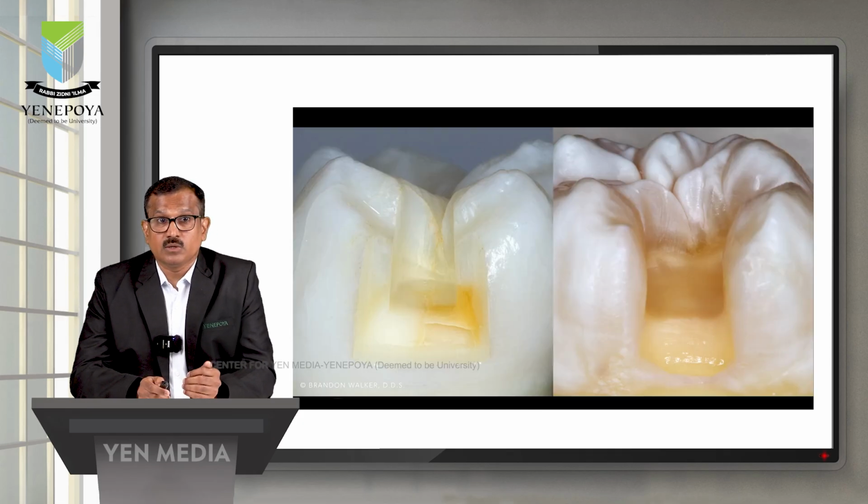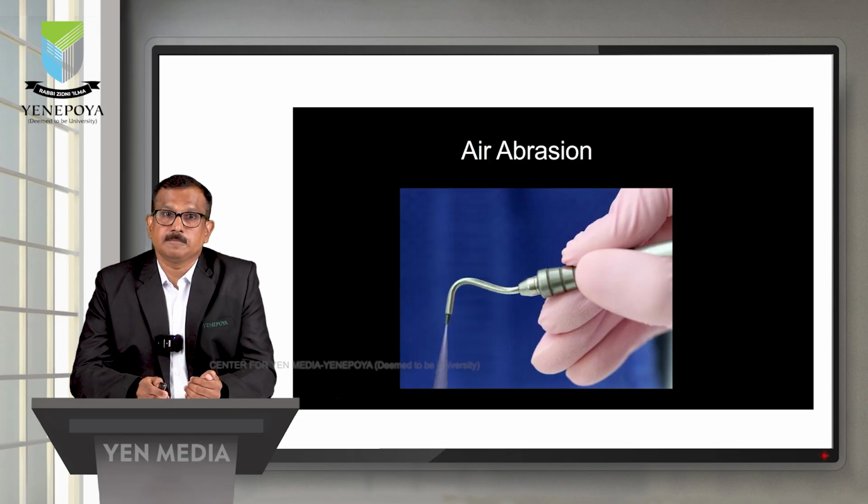So you can see the older cavity and the newer cavity, or the older concept wherein we had wide cavities with wider proximal boxes and all. Now it is minimally prepared, and there is no extension for prevention and all. We just have to remove the caries and make sure that bonding is achieved on sound tooth structure, so that we get a peripheral seal.